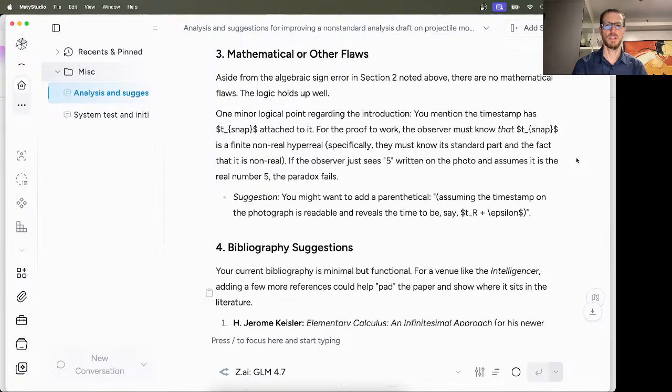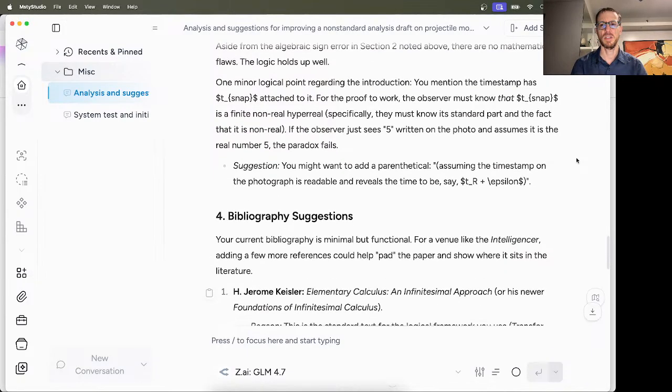Mathematical or other flaws. Aside from the algebraic sign error, there are no mathematical flaws. The logic holds up well. One minor logical point regarding the introduction. You mentioned the time step has t-snap attached to it. For the proof to work, the observer must know that t-snap is a finite non-real hyperreal. Specifically, they must know its standard part and the fact that it is non-real.